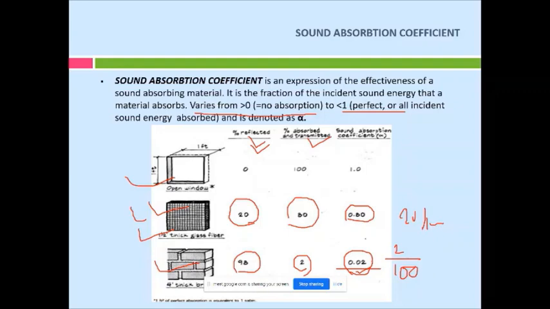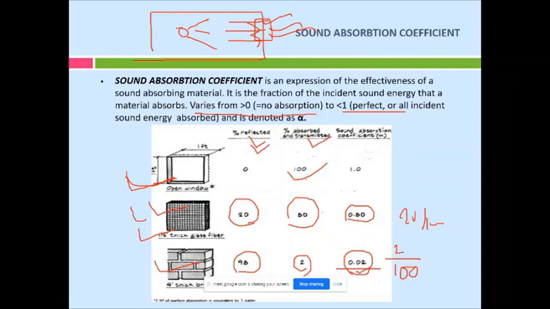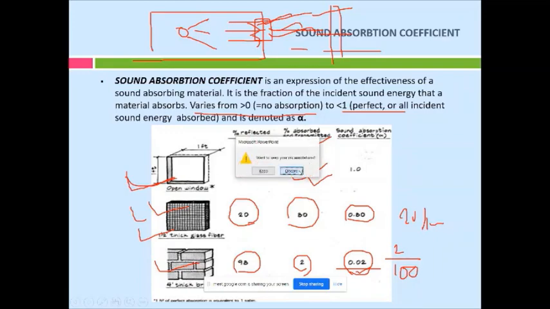Now if we take an example of an open window, obviously this is suppose a room and we have an open window somewhere here and we have a sound source here. So obviously the sound which is hitting somewhere like this will get transmitted, nothing will get absorbed. So in that sense we can say 100% absorption or transmission is happening, 0% reflection will be here. Obviously if there is no obstacle here, all of the energy will get transmitted, or we can say absorbed, nothing is getting reflected back.